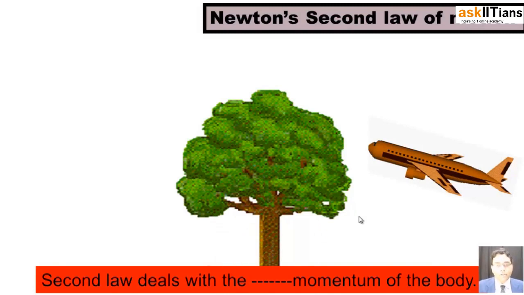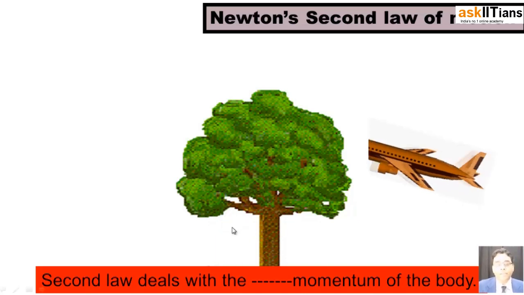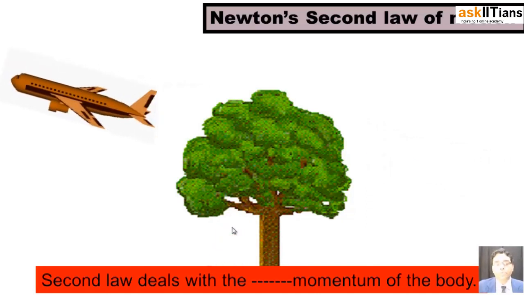Newton's second law basically deals with the momentum of the body. When the object starts moving, whenever it has any particular velocity, it will continue to move with that particular velocity until you apply an external force. But as soon as you apply an external force, there is going to be a change in the state or motion of the body. So that is what is meant by Newton's second law of motion.